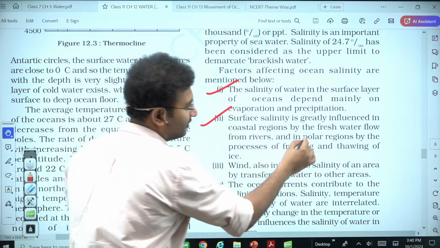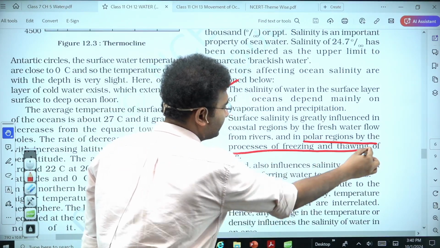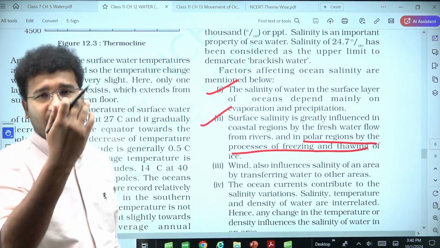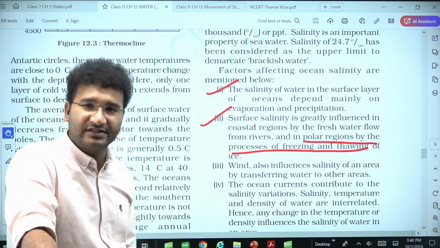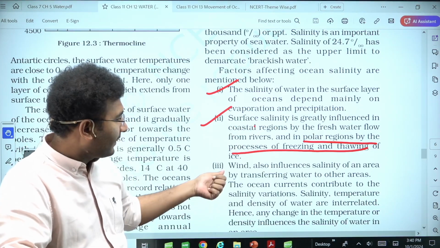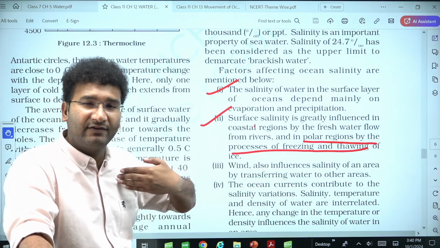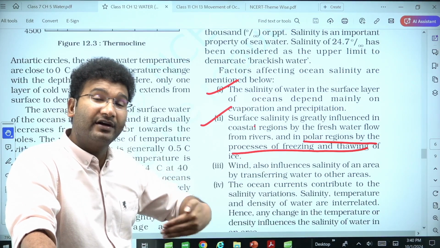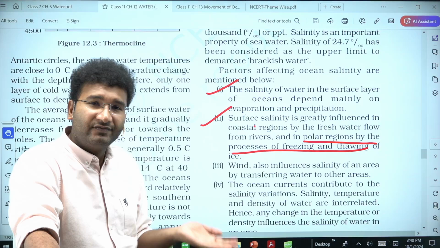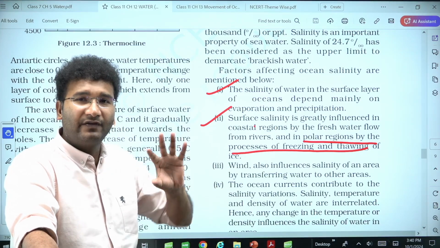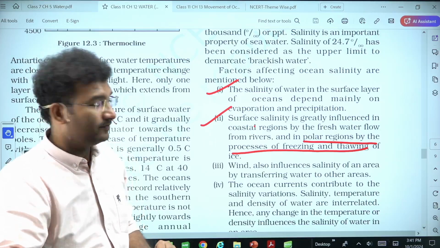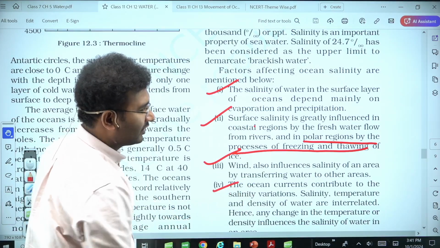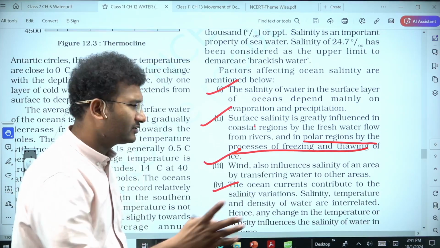Can I say polar regions, by the process of freezing and thawing, polar regions will give you freezing and thawing, whereas rivers will also influence the oceans. Wind also influences the oceans. If the wind is more, it will evaporate the water more. Suppose the wind speed is more, the wind will be moving faster and it will also help in evaporating faster. Likewise, the ocean currents contribute to the salinity variations also.